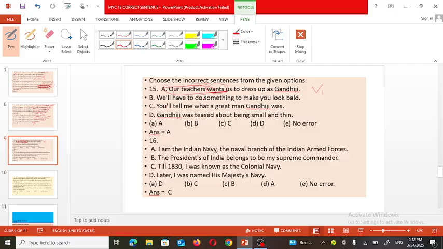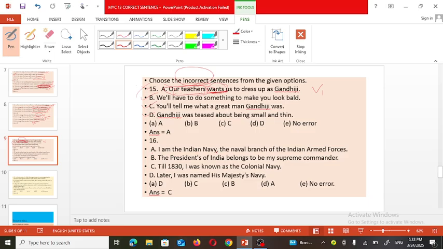We shall have to do something to make you look bald. So here there is no grammatical error. You shall tell me what a great man Gandhiji was. There is also no grammatical error. Gandhiji was teased about being small and thin. By whom is not given. This sentence is in passive voice, and that's why this one is also correct. So all these three are correct. Only option A is wrong. And here we have to find the incorrect sentence. Now see the next one.